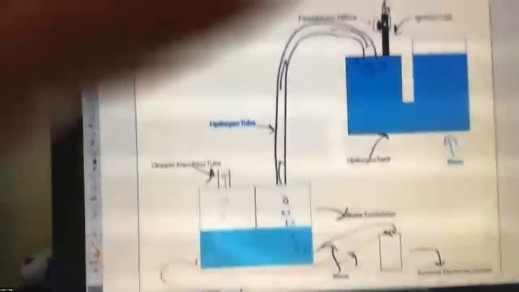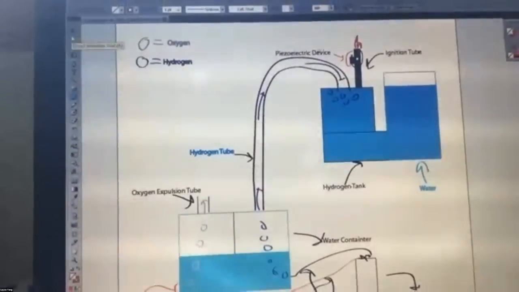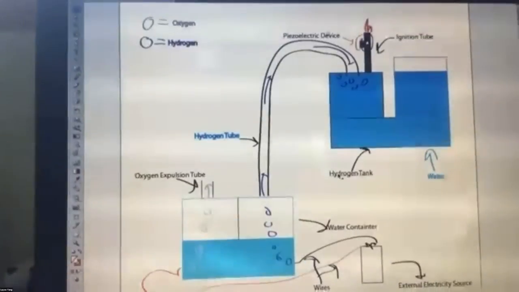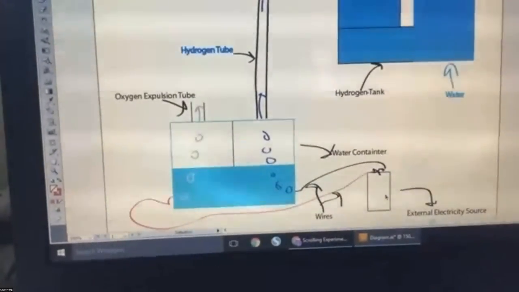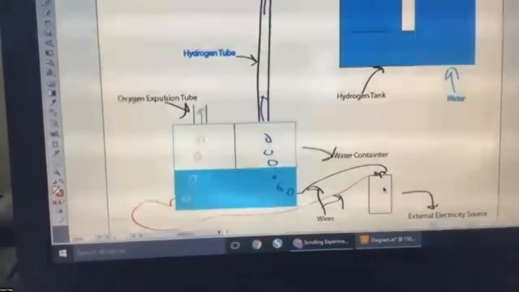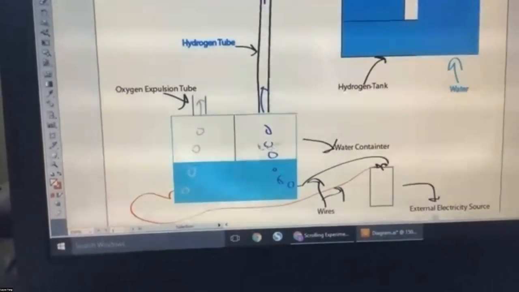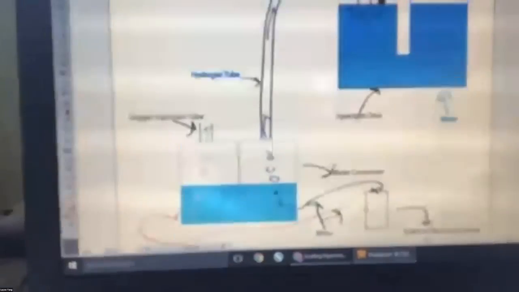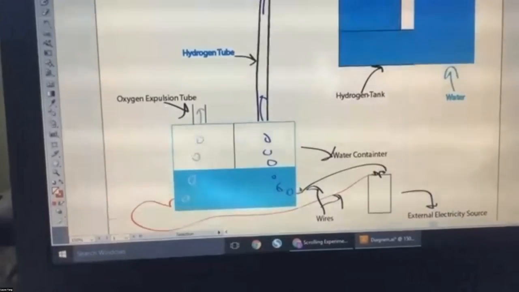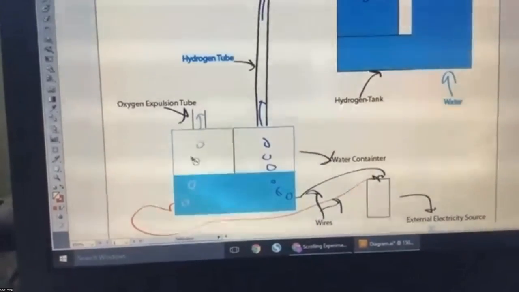As you can see, I don't know if this is focused. You can see that it starts off with a little external electricity source. These are the wires that run into this little water tank. As you know, electrolysis separates water into oxygen and hydrogen. I set a barrier right here to make sure that oxygen and hydrogen don't intermix.